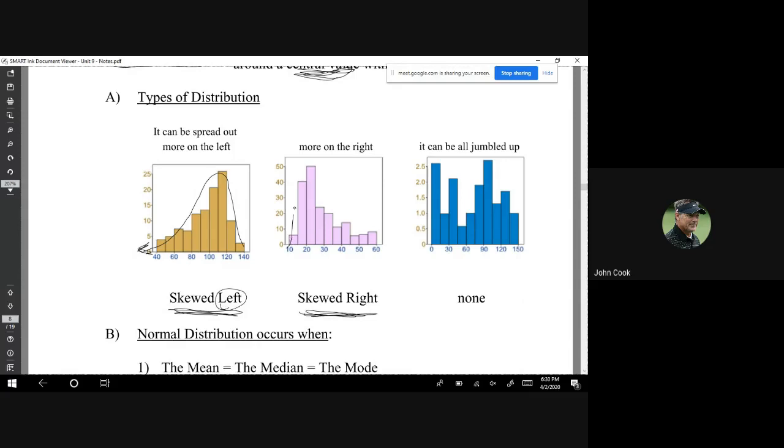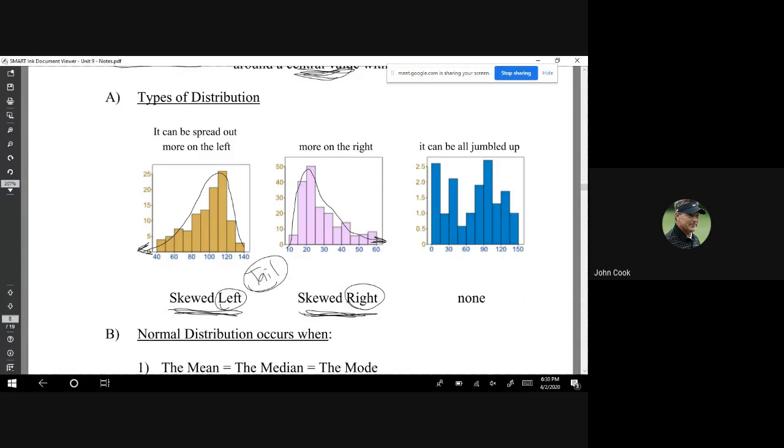So if you see on this curve over here, if I were to draw it out a little bit more curve-like, the tail, the lower part of it, points over to the right. That's why it's skewed to the right. So just remember that when it's skewed to the left or the right, all you have to do is look at the little tail there, okay?